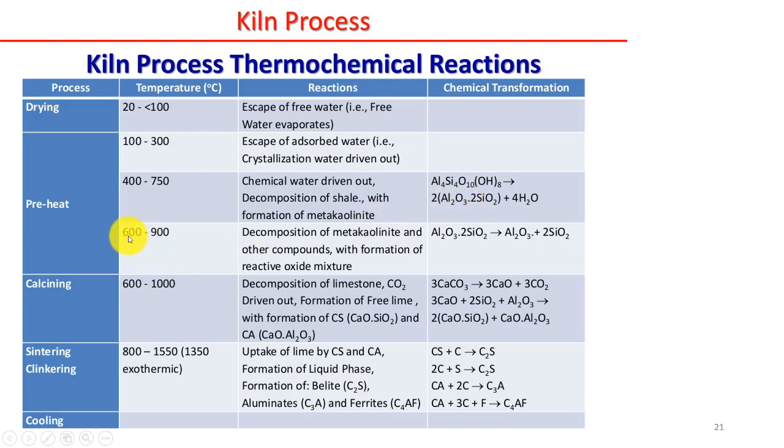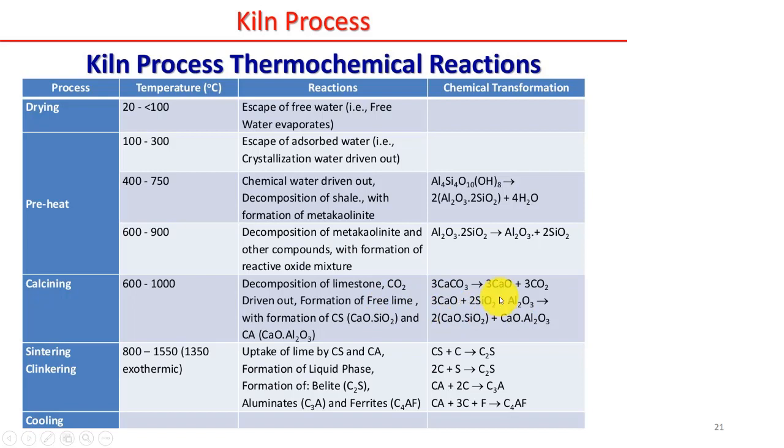At the temperature zone of 600 to 900 degrees Celsius in the preheating zone, there would be further decomposition of metakaolin into some alumina and silica products, oxides. After this, the calcination occurs between the temperatures of 600 and 1000 degrees Celsius. The calcination of quicklime, very importantly, is by which the lime becomes very, very reactive. The calcium carbonate is converted into calcium oxide and carbon dioxide.